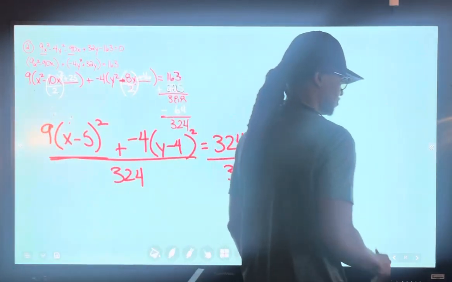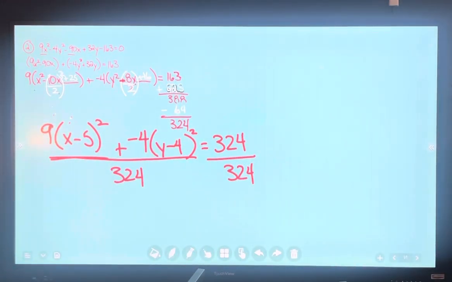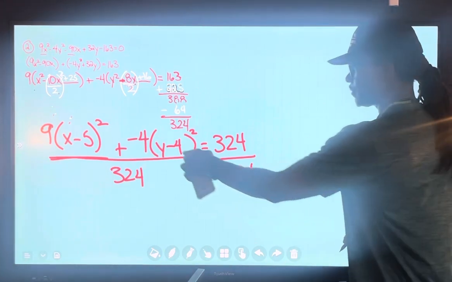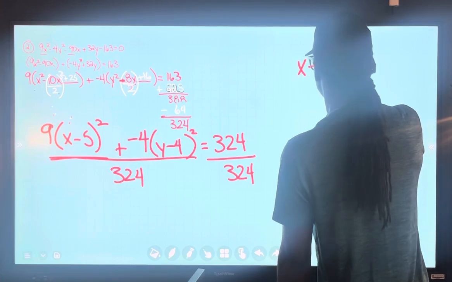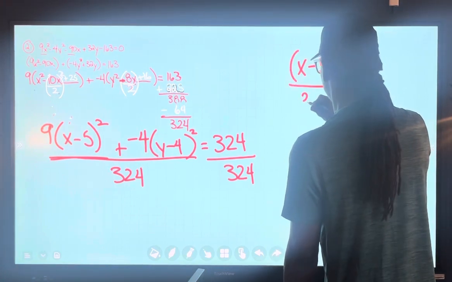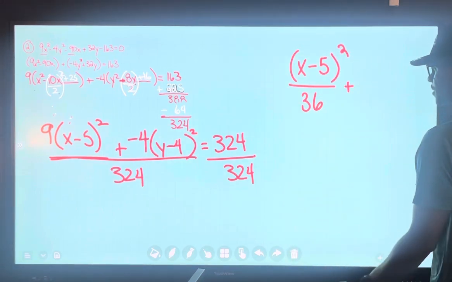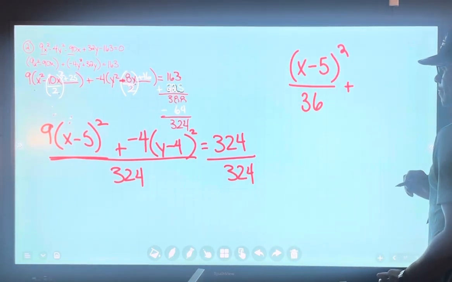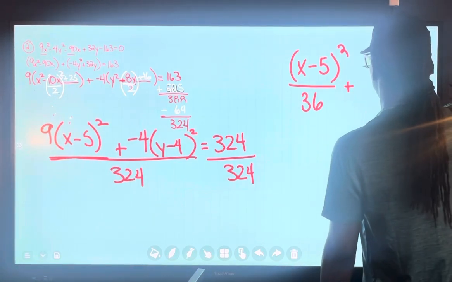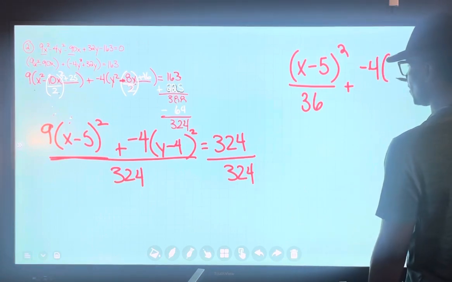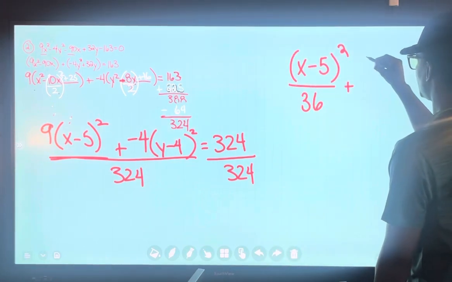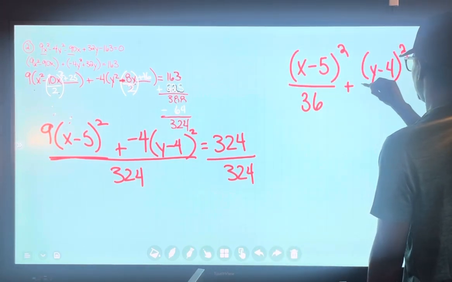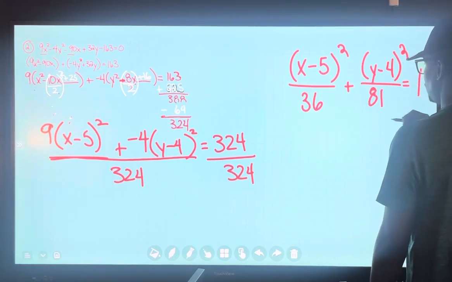In conclusion, to simplify that down, 324. Wait, why is the 9 and the 4 still there? No, we're simplifying. So your answer, 9 over 324, turns this into x minus 5 squared over 36 plus, what's 324 and the 4? 81. You're right. Becomes y minus 4 squared over 81 equals 1. There's your answer.